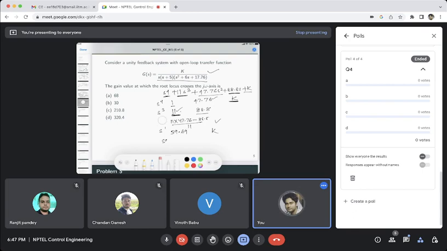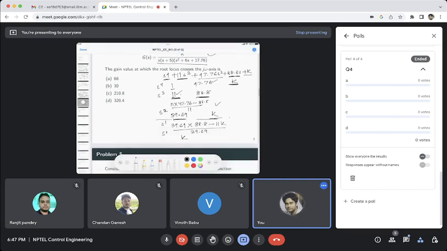Let's write it clearly. This is s3, this is s2, then s1 and s0. Then s1 will be what? 39.69 into 88.8 minus 11k, divided by 39.69. And the last one, this is s0, will be just k.